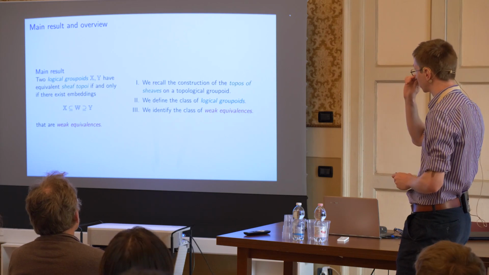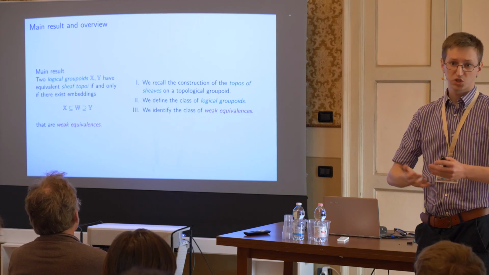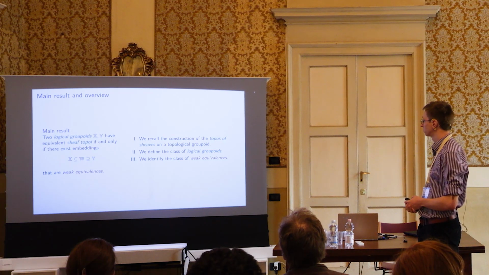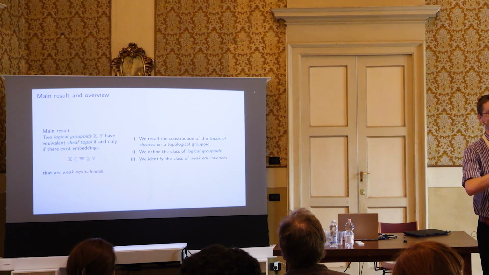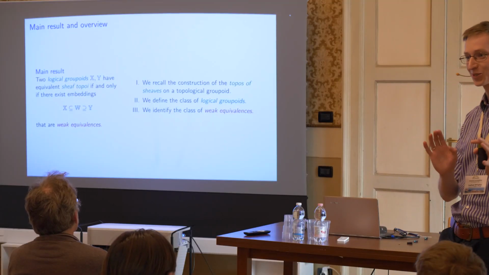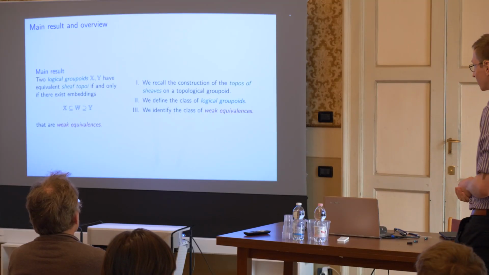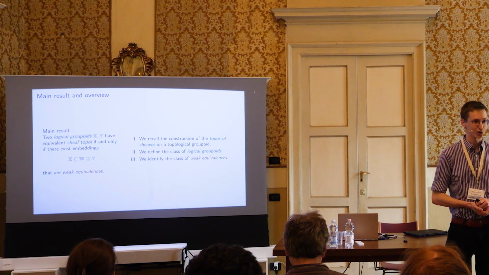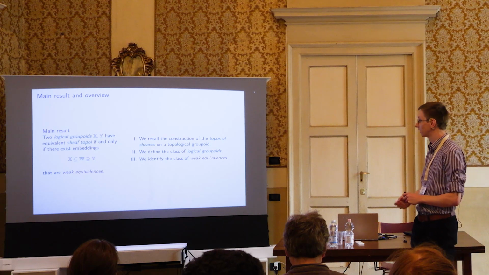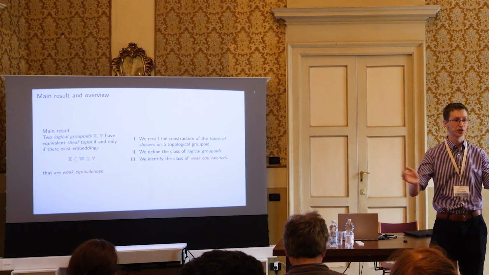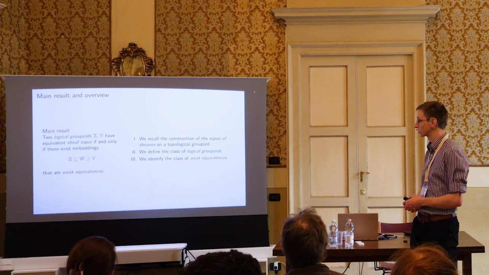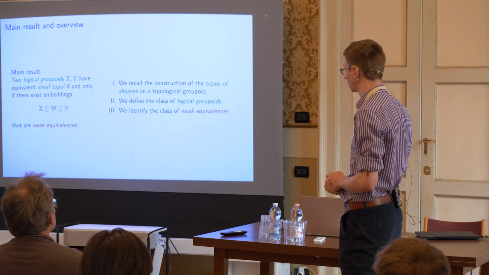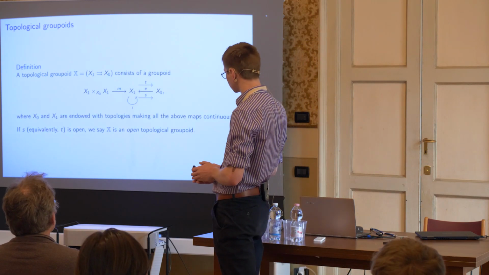And the outline is we're going to first see a definition of what it means to be a logical groupoid. We're going to first look at the sheaf toposes on a topological groupoid, then we're going to see the definition of a logical groupoid, and finally, we'll explain what I mean by these continuous embeddings, which are weak equivalences. Okay, so let's carry on.